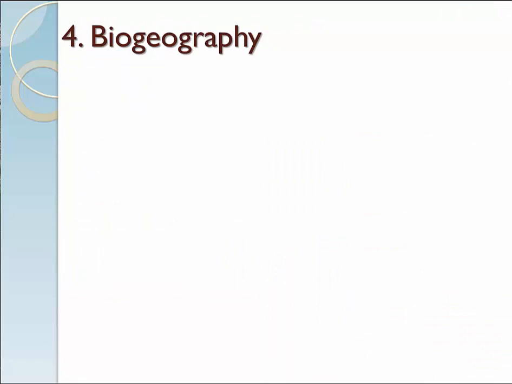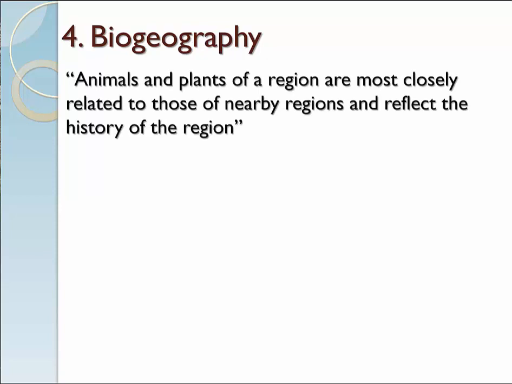Okay, another chapter in Darwin's book was on biogeography, and biogeographers study what lives where and why. What Darwin said is that animals and plants of a region are most closely related to those of nearby regions and reflect the history of the region. So similar environments can lead to the evolution of similar body plans.